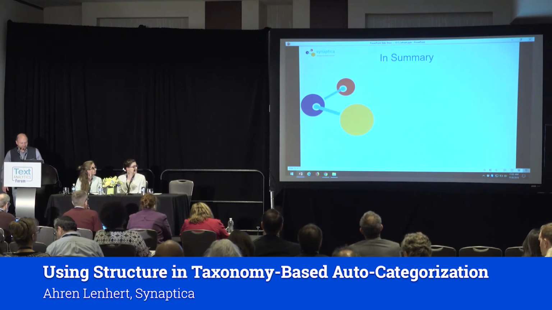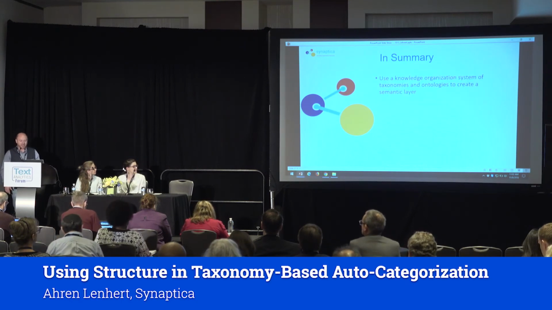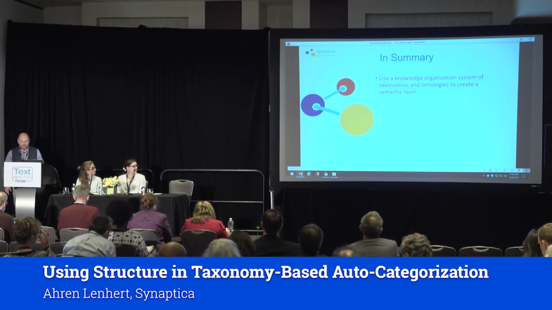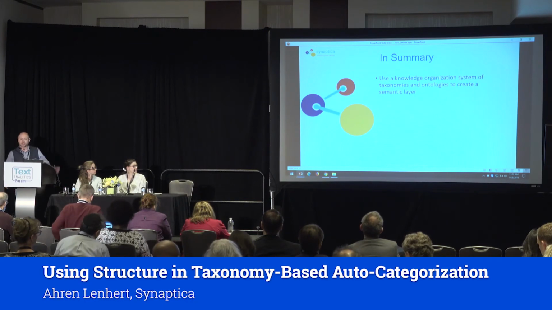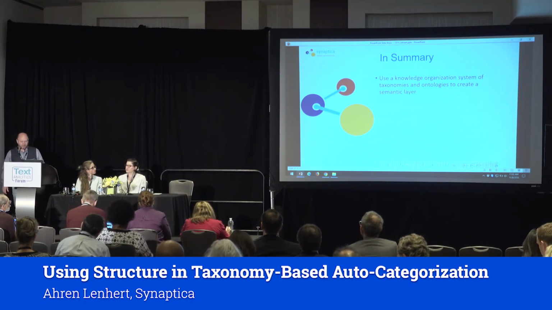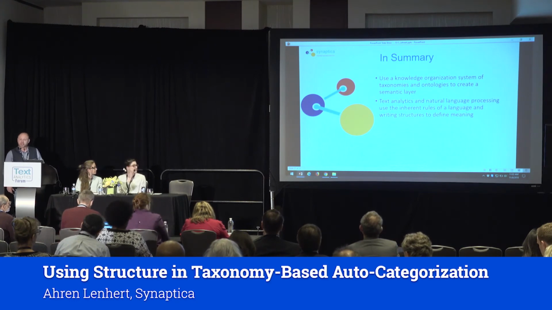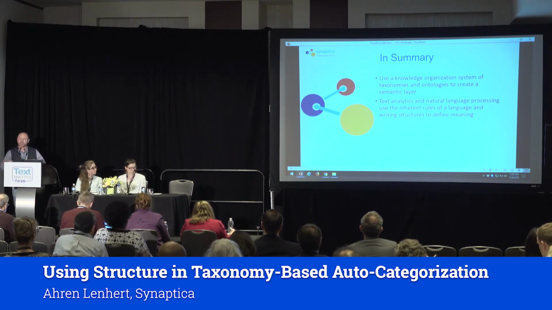Okay, so in summary, we define 3 levels of structure. The first one, again, is using a knowledge organization system of taxonomies and ontologies to create this sort of artificial layer of language of preferred terms. Then we have the text analytics layer, which is really getting in there, and we're doing things like tokenization and lemmatization, and we're pulling apart the language, and we're identifying parts of speech. That's a real backbone to doing these other things.